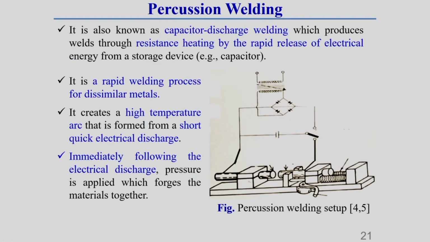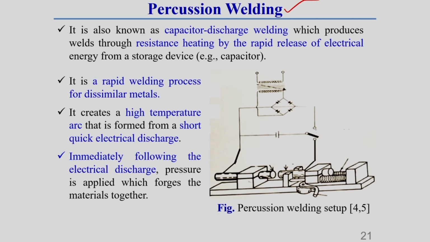Now the last category of this resistance welding process is called percussion welding process. This is a very important welding process. This I will discuss in details here. It is also known as capacitor discharge welding process, because it produces weld through resistance heating by rapid release of electric energy from a storage tank. Okay. This you should keep in mind.